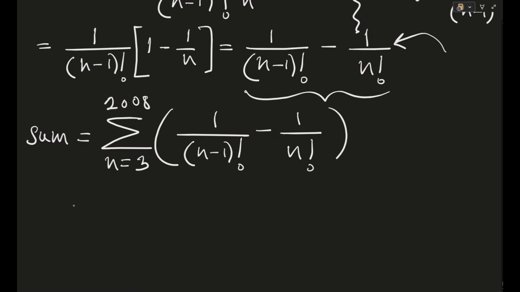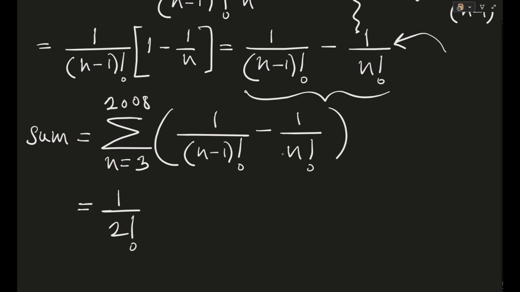This can be easily solved. Successive terms will keep cancelling, and I guess what will be left over is 1 by 2 factorial, because after 1 by 2 factorial, the next term will be minus 1 by 3 factorial, and in the second pair you will have plus 1 by 3 factorial.